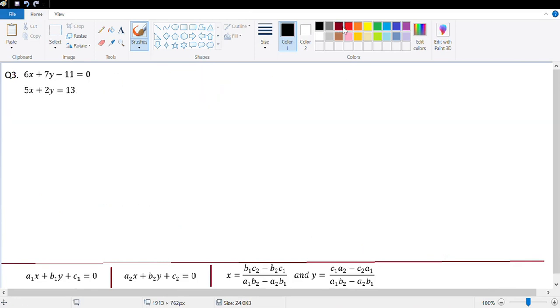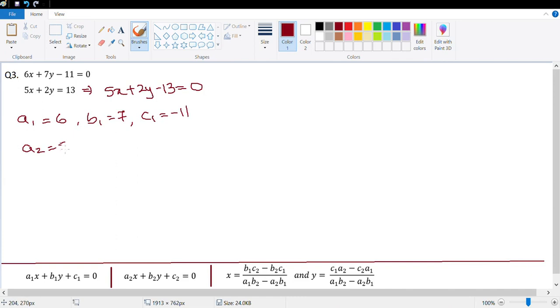The next question that we do is question number 3. 6x plus 7y minus 11 is equal to 0. Again, the second equation is not in the ax plus by plus c form. So this would be 5x plus 2y minus 13 is equal to 0. Again, a1 is equal to 6, b1 is equal to 7, c1 is equal to negative 11, a2 is equal to 5, b2 is equal to 2, c2 is equal to negative 13.